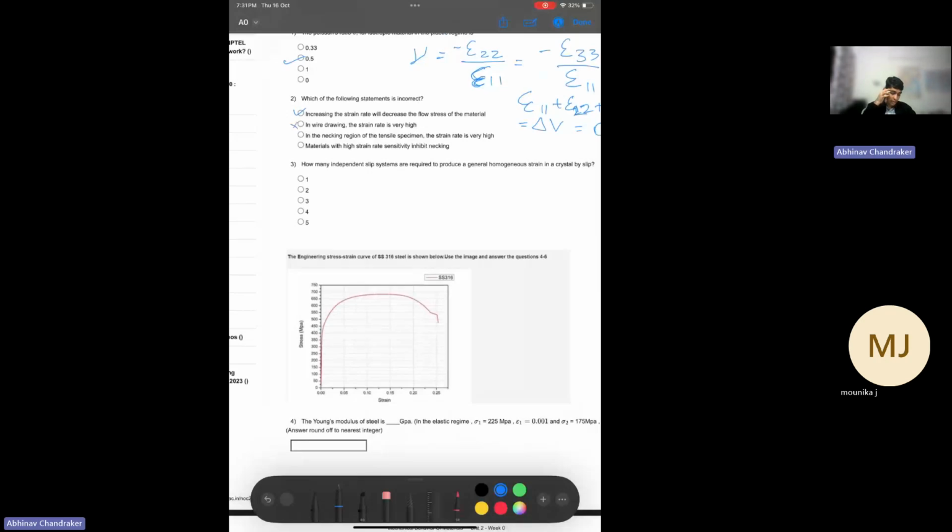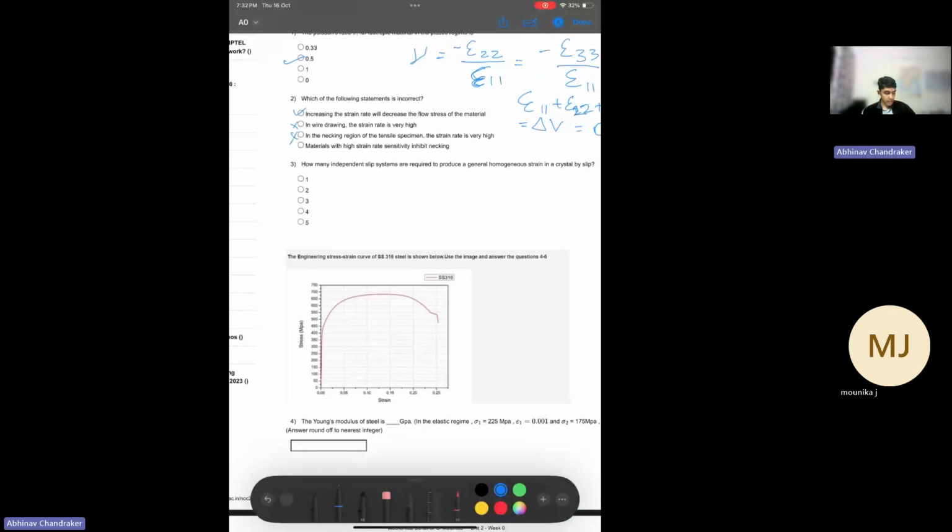In the necking region of the tensile specimen, the strain rate is very high. Locally the strain rate will be high because you are in the neck region of the specimen. Your cross section is reducing rapidly. The stresses are very high, and therefore the local strains are also very high. So locally strain rate is also very high.